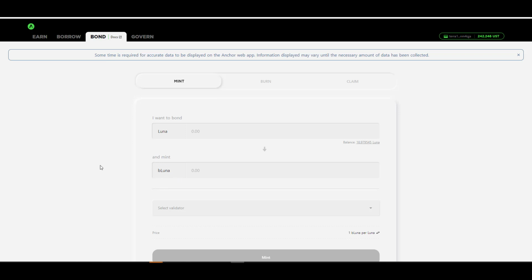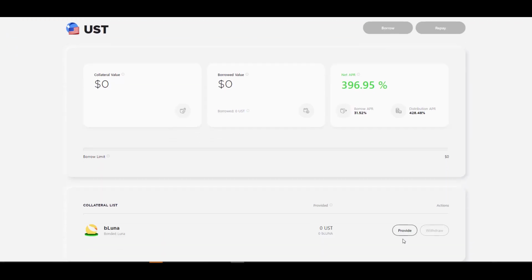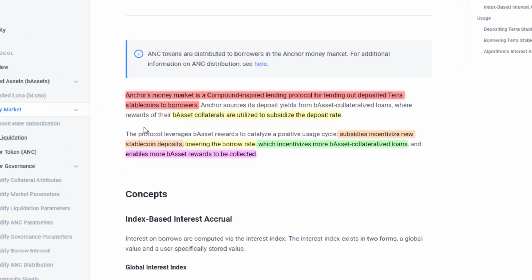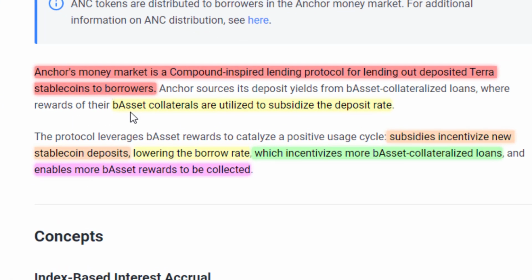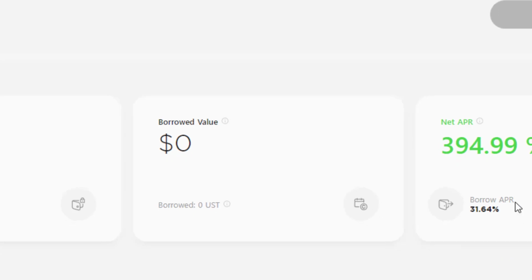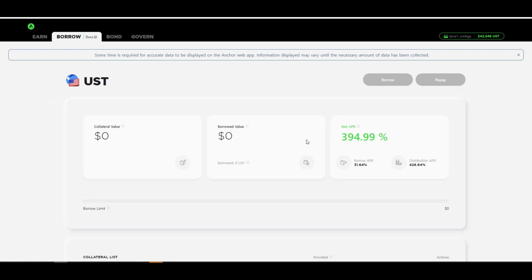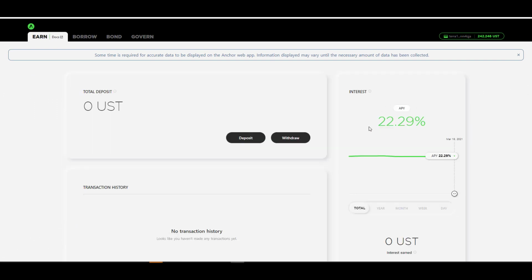You can take that token and go over here to the borrow tab, scroll down to provide that bLuna token derivative as collateral, and by providing that as collateral, you're able to take out a loan in UST. And the rewards that the protocol gets for the bAssets are utilized to subsidize the deposit rate. So the borrow rate here plus the staking rewards are used to pay depositors the following rate. And the objective is to keep this above 20%.